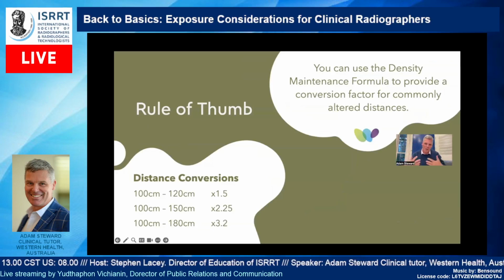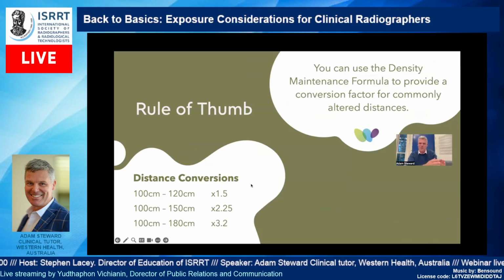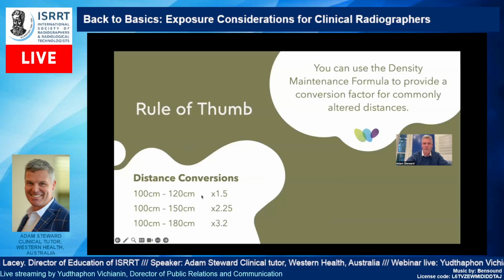If you're a smart radiographer, like I kind of think I am, what you're going to do is have rough conversion factors for set distances. You can see down here, if I'm going from 100 to 120, I'm just going to multiply the mAs that I originally would use by 1.5. 100 to 150 is a bit over 2, and 100 to 180 is a bit over 3.